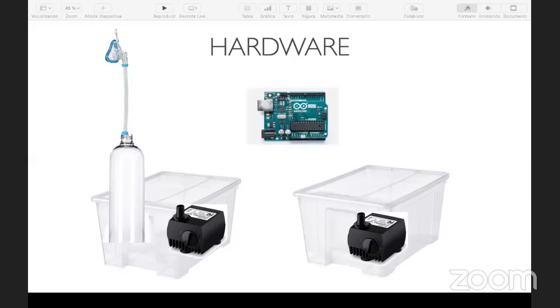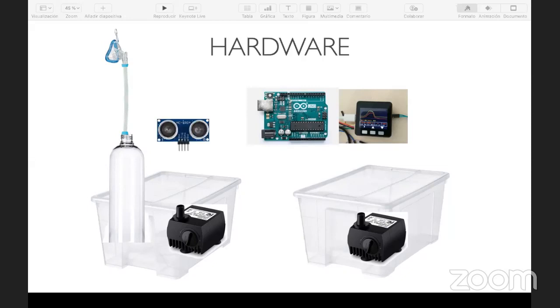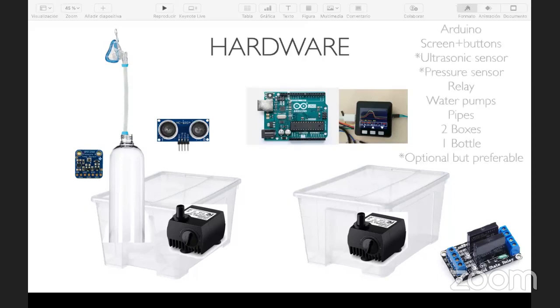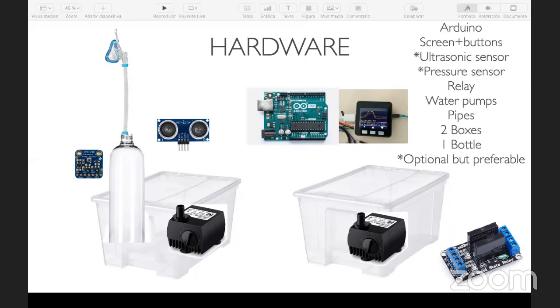You have one CPU, one Arduino, PLC, SIMATIC, and so on. One small screen with buttons so that the doctor can put the values into the machine. In this case, we have an ultrasonic sensor to know the volume of the water you are going to use, one pressure sensor, and the relay that controls the water pumps. You have here all the stuff that you need to make the project.